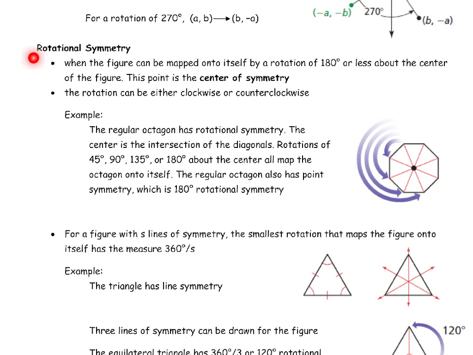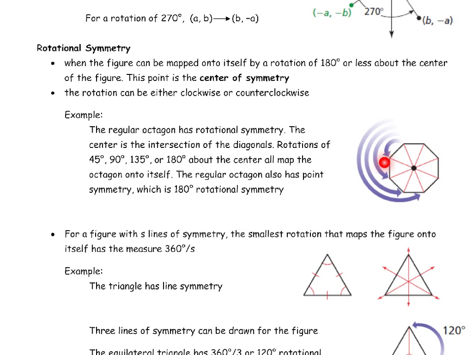All right, another concept is rotational symmetry. A figure has rotational symmetry when it can be mapped onto itself by a rotation of 180 degrees or less about the center of the figure. This point is the center of symmetry. The rotation can be in either direction, whether it be clockwise or counterclockwise.